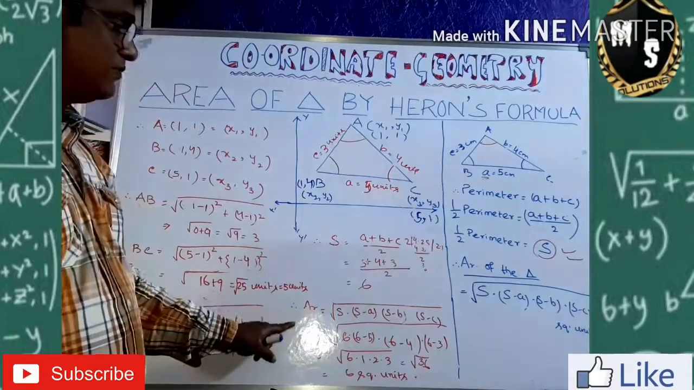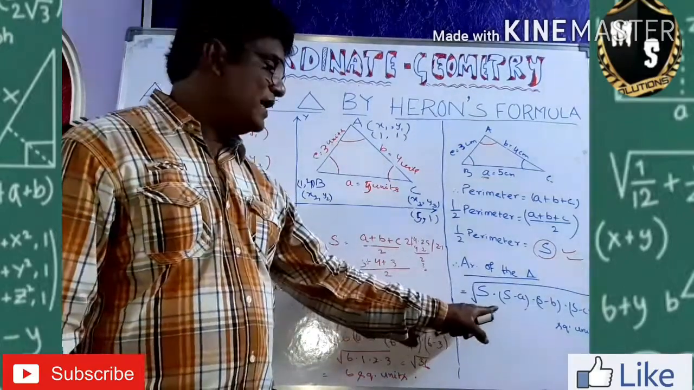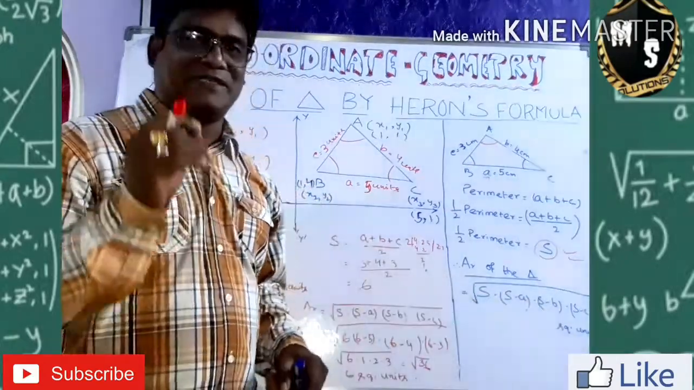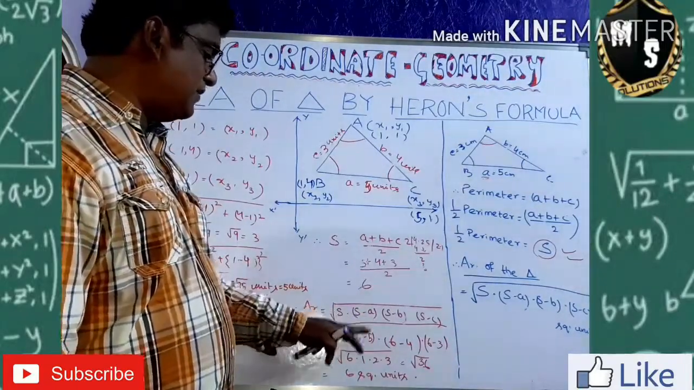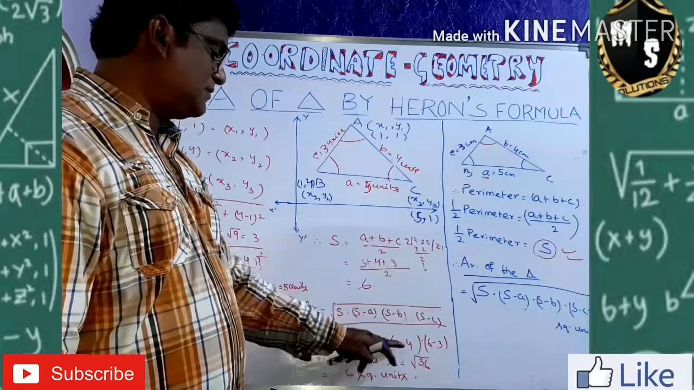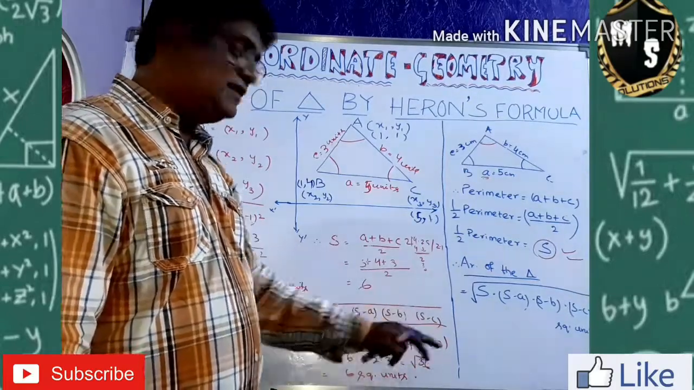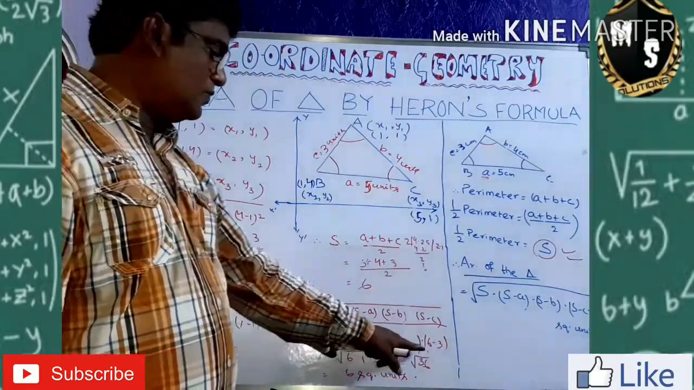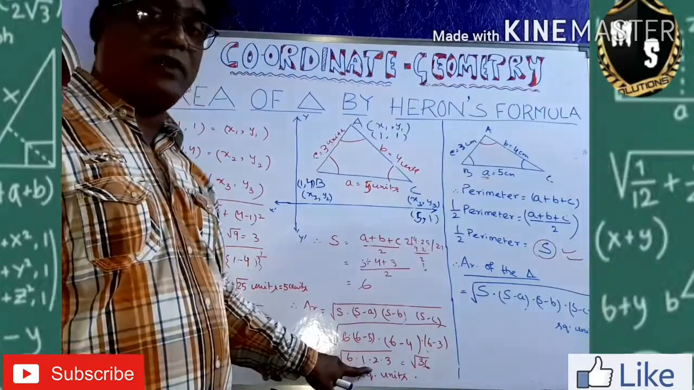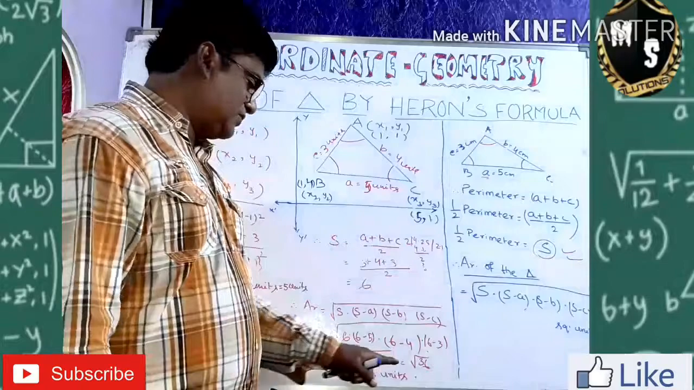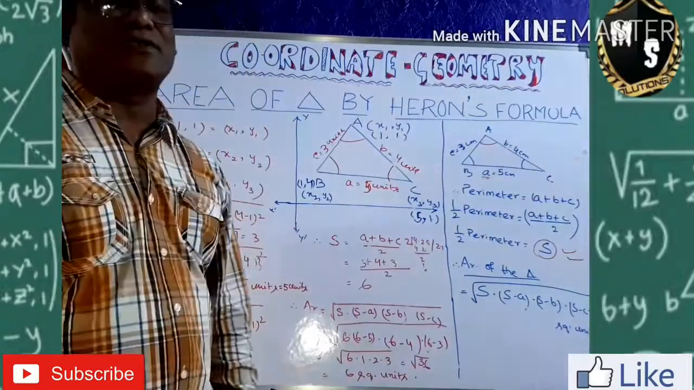Next, for the area of the triangle, what is the formula? Square root of S into S minus A into S minus B into S minus C. Very easy. So now S is 6. 6 into 6 minus A, A is 5, 6 minus 5. B is 4, 6 minus 4. C is 3, 6 minus 3. Now it is 1, 2, 3. 6 into 1 into 2 into 3. 6 1 is 6, 2 is 12, 3 is 36, square root. That is giving you 6 square units.